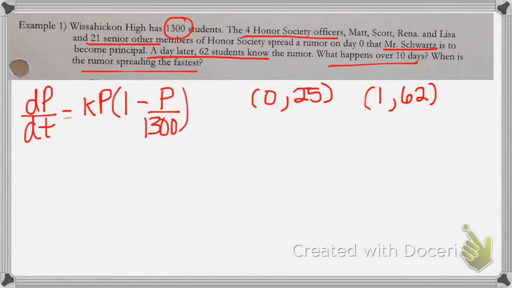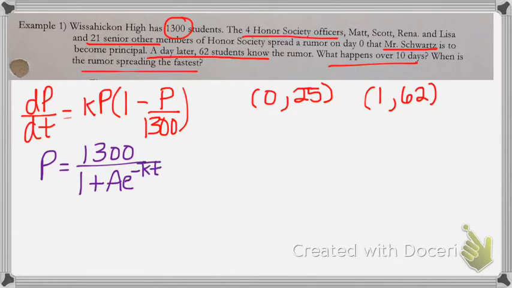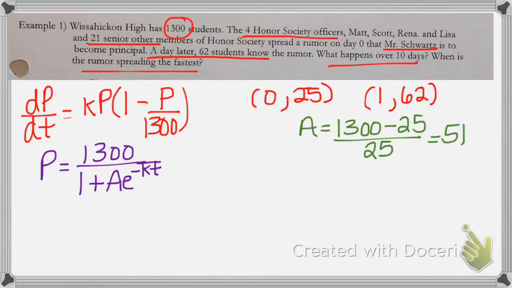See, after you write this equation, then you can go ahead and say, okay, I know that P is 1,300 over, well, we've been writing the 1 plus A e to the negative KT. I can figure out A because it is the limit minus what I know on day 0 divided by day 0. And so I get 51 for A. So we have P equals 1,300 over 1 plus 51 e to the negative KT.